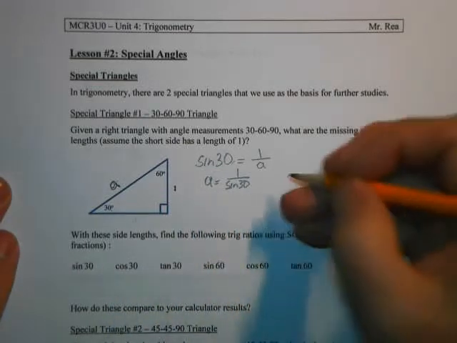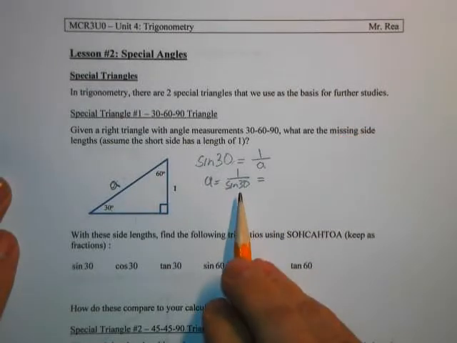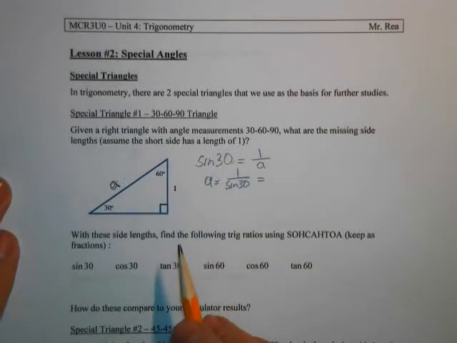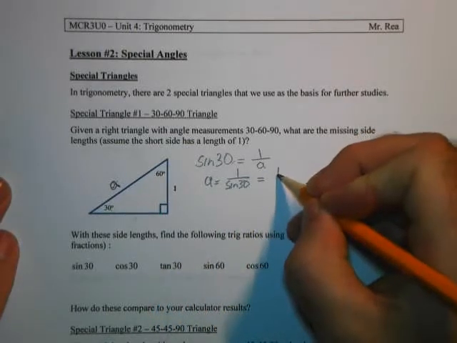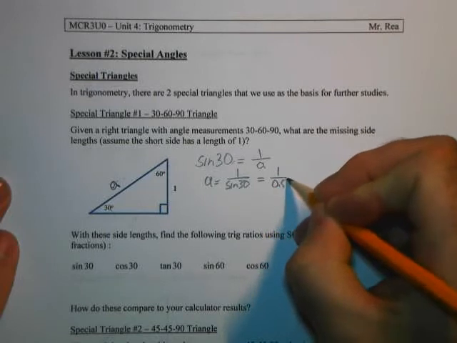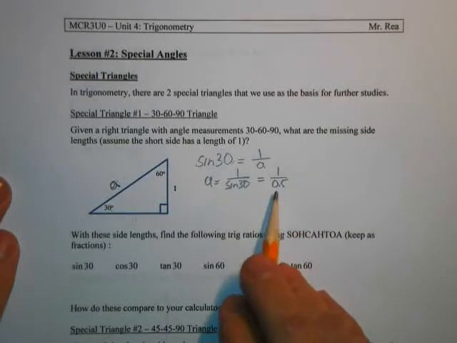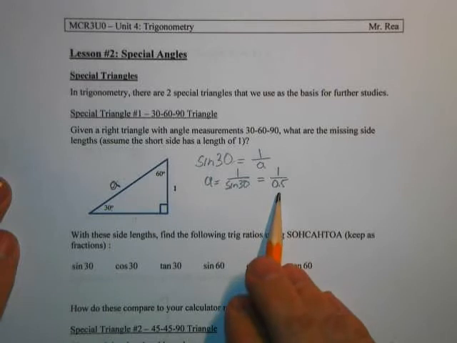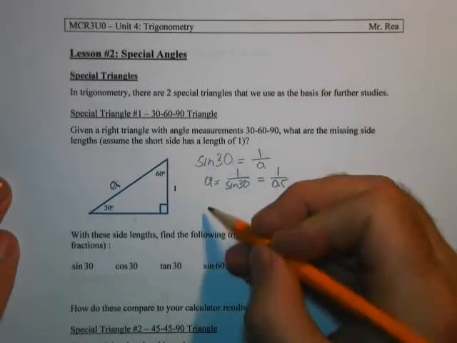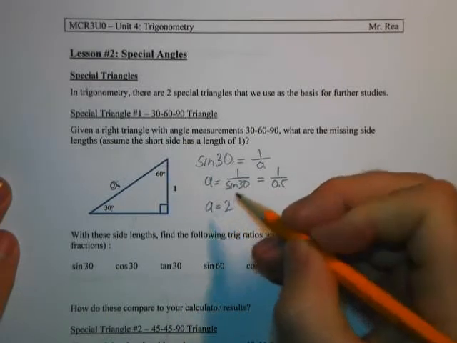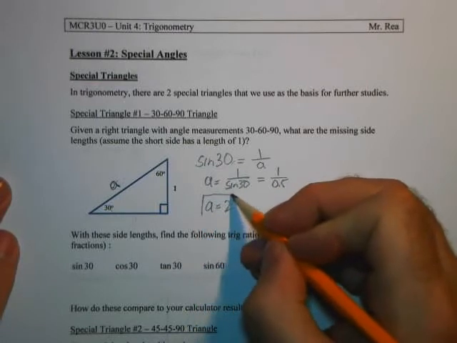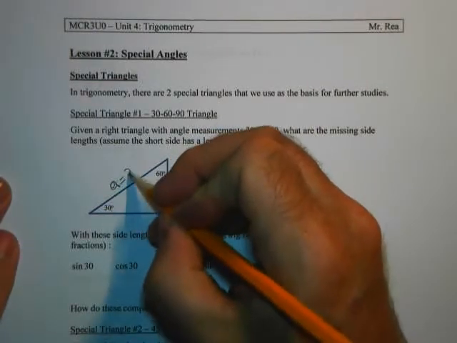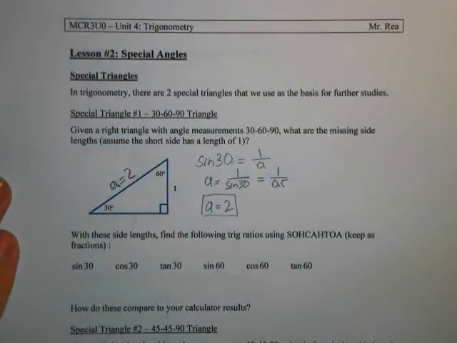If we did sine 30 on a calculator, we're going to see that sine 30 is 0.5. So it's actually a very nice number. So I'll replace that here in the equation. So A equals 1 over 0.5. And if you do that on a calculator or in your head, multiply the top and bottom by 2, we get A equals 2. So that gives us the second side length. So if that side is 1, that side's going to be 2.